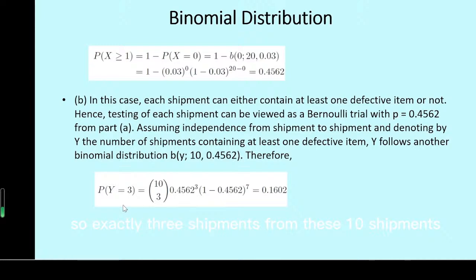So exactly 3 shipments from these 10 shipments contain at least one defective. This probability is P(Y equals 3), with combination 10 choose 3, times this probability to the power 3, times 1 minus this probability to the power 7. The result is about 0.1602, which is the probability that exactly 3 of these 10 shipments contain at least one defective item.